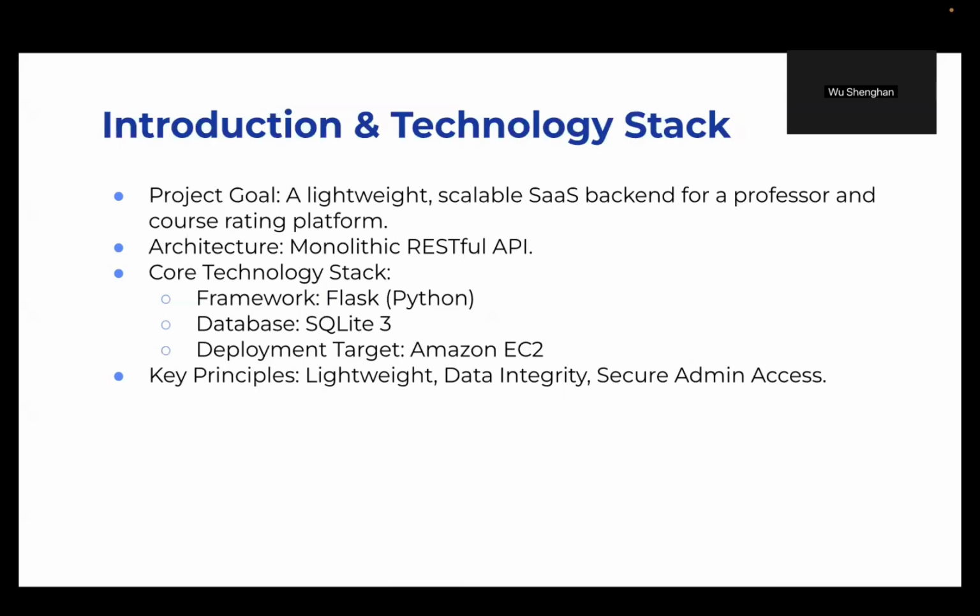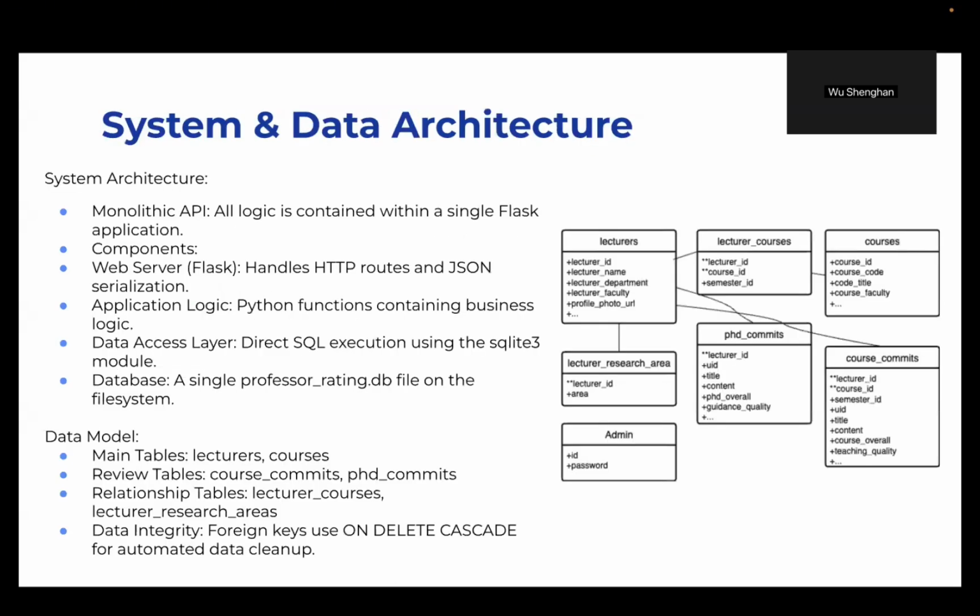The entire design is guided by three principles: keeping the service lightweight, ensuring data integrity, and securing administrative actions. Let's look at the architecture. The structure is simple and highly effective for our needs. It's built on four main components. The Flask web service acts as our entry point, handling HTTP requests and routing them to the correct functions in our application logic layer. The logic layer then uses a simple data access layer to execute queries against our database, which is a single professor_rating.db file.